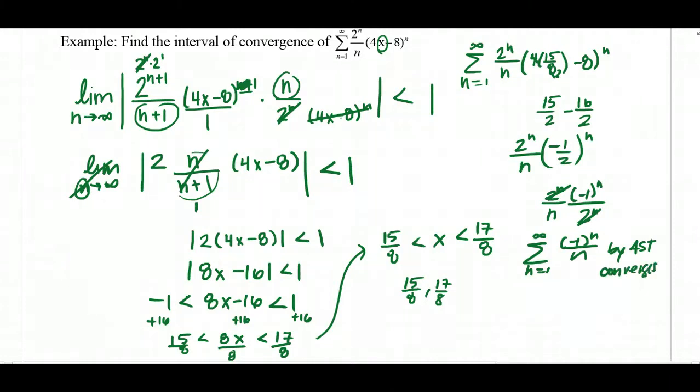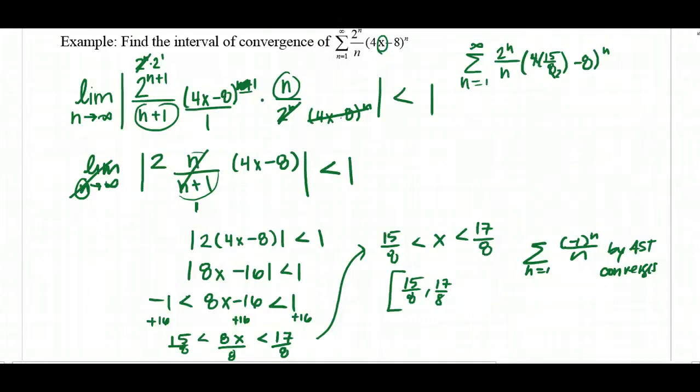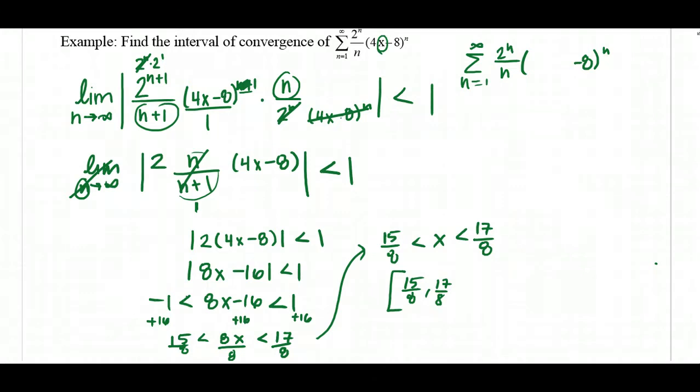So what does that mean? It means that at 15 over 8, I'm going to include that number using closed brackets. Now I have to do that exact same process with 17 over 8. So I have to plug 17 over 8 back in up here. Let's erase all this and start over again. Now I'm going to plug in 17 over 8 for this x.